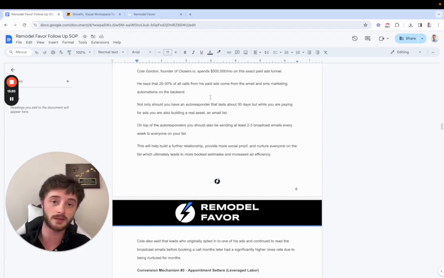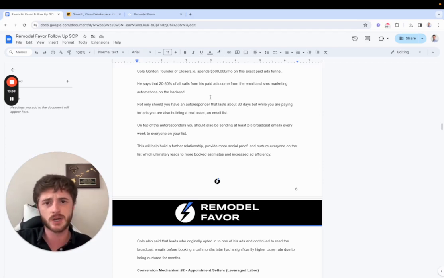All right, people come in, they see the ad, they become a lead, but they don't immediately book. They get converted later with the email and SMS back end. And so not only should you have an autoresponder that lasts anywhere from 30 to 45 days of that lead coming in, hitting them with multiple texts, multiple touch points, but with ads, you're also paying for a real asset, and that's building an email list. So on top of the autoresponders that are just automatically going out, you can send at least 2 to 3 broadcast emails every week to everyone on your list.